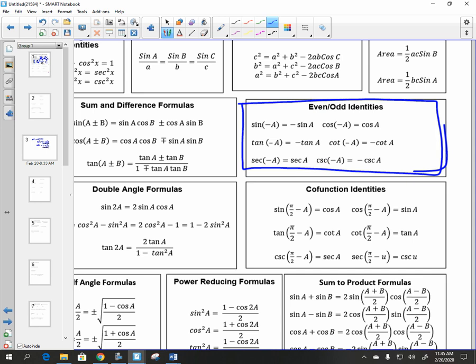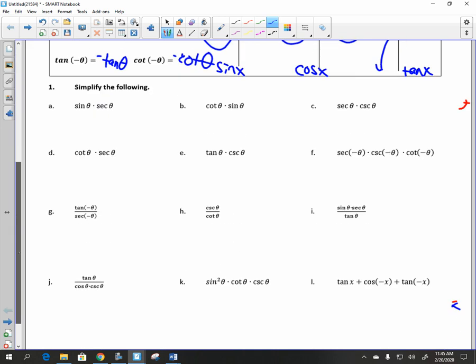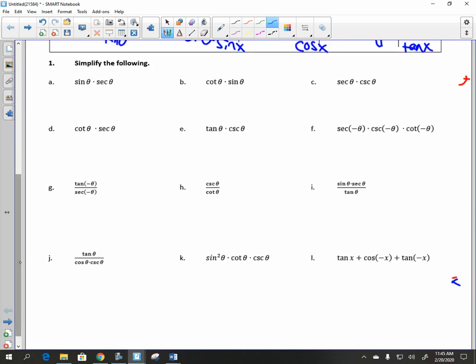So let's use some of these pieces, okay? Today our goal is to simplify trigonometric expressions. For example, suppose you had 12x over 3x squared. Does everybody agree that would simplify to 4 over x? So we want to do that same thing, except we want to use trig functions.